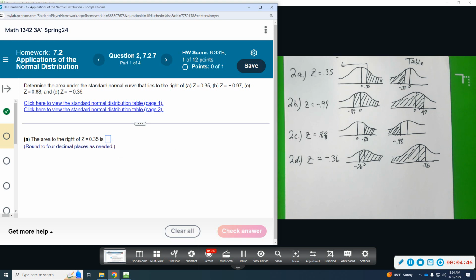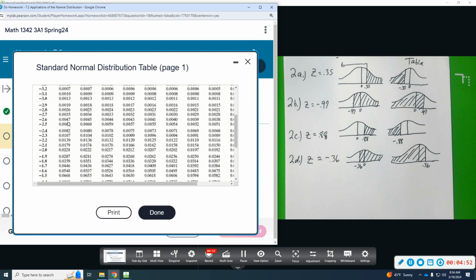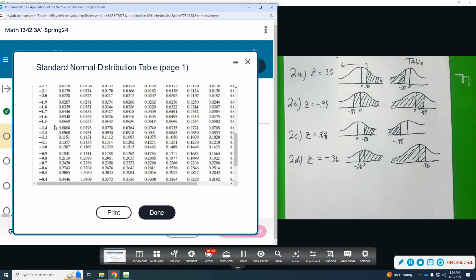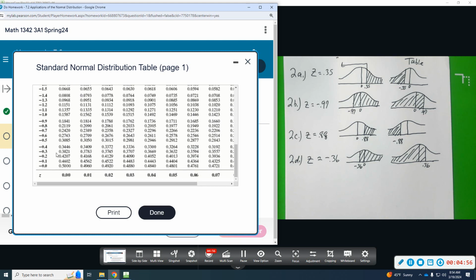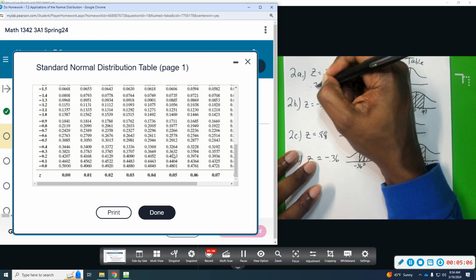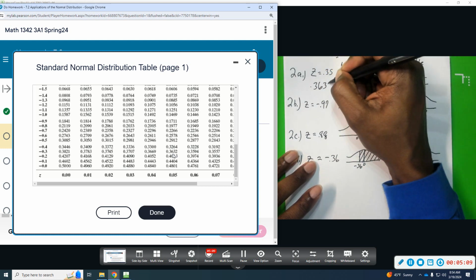All right, area to the right of 0.35. What I'm going to look up is negative 0.35. So I'm going to go to the first table, down to negative 0.3, then 0, 1, 2, 3, 4, 5. So this number right here, 3632. So my first answer is 0.3632.